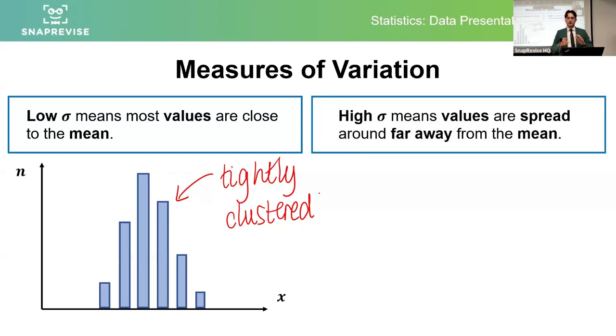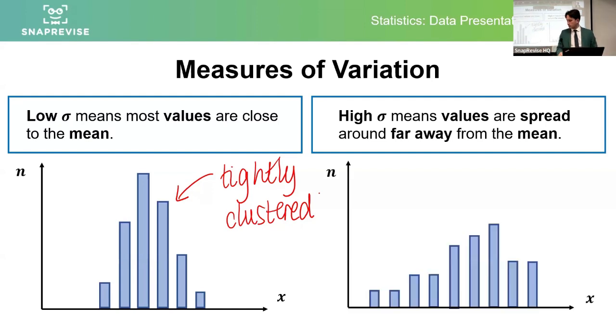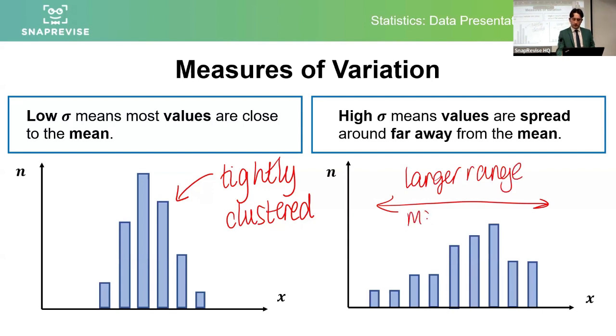Now, if the sigma value, the standard deviation, and of course the variance, is big, it means there's quite a big spread away from the mean. So the values are more spread out, so there's a larger range. If lowercase sigma, the standard deviation, is a big number, that means it's more spread out. Okay, so let's have a little look at the following question.